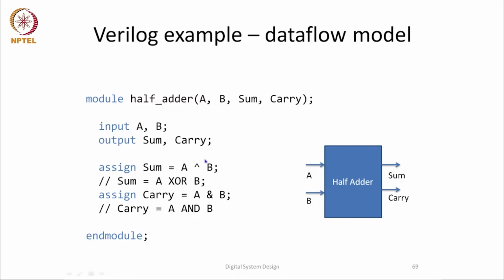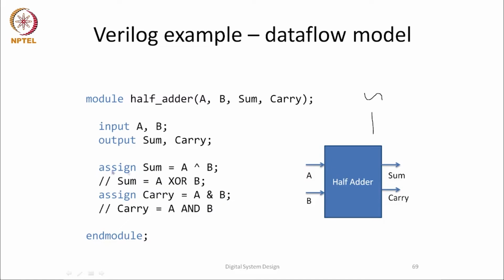The symbols we have to use are, for example, for XOR the caret symbol, for AND the ampersand, for NOT the tilde symbol, and for OR this symbol. We can use these symbols for describing all the functions, and then these Boolean equations can be assigned to the output.